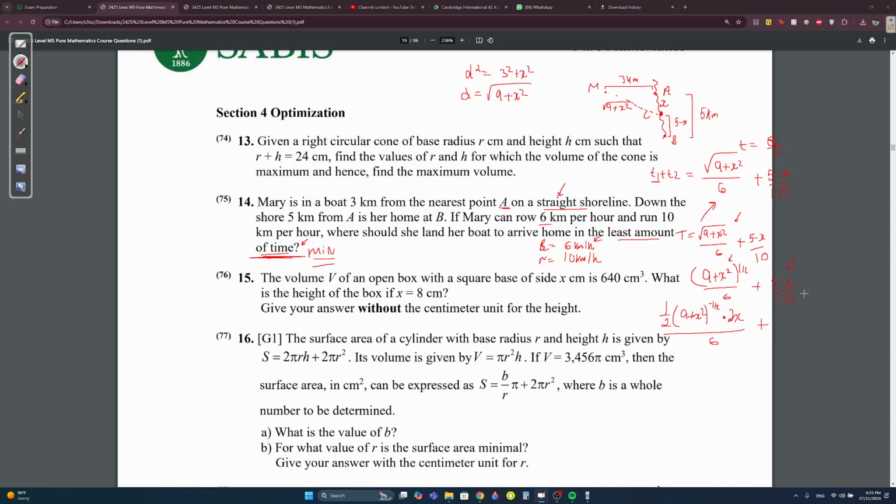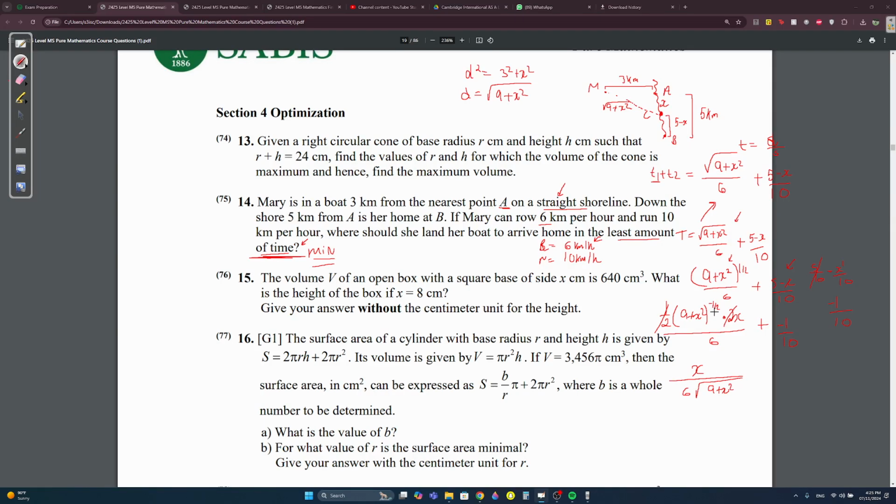This is the same as saying 5 over 10 minus x over 10. 5 over 10 doesn't get derived, it becomes 0. Minus x over 10: to derive it, x to the power of 1, take 1 times negative 1 is negative 1, reduce the exponent, there's no more x, so it's negative 1 over 10. Clean this up a bit: half with 2 cancels, and you're going to take this negative down, so it's x over 6 root 9 plus x squared.